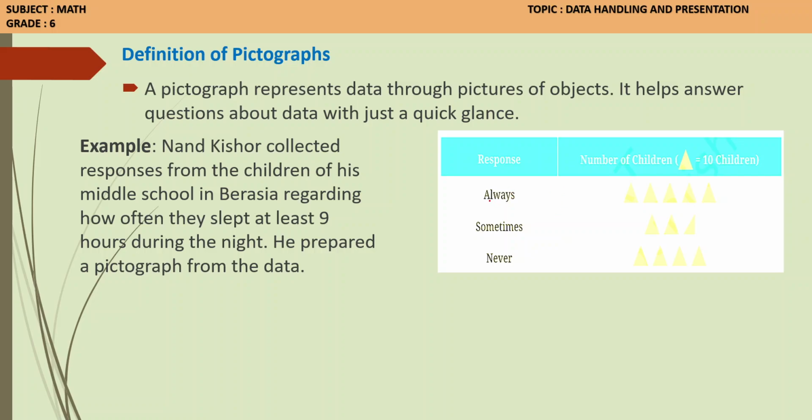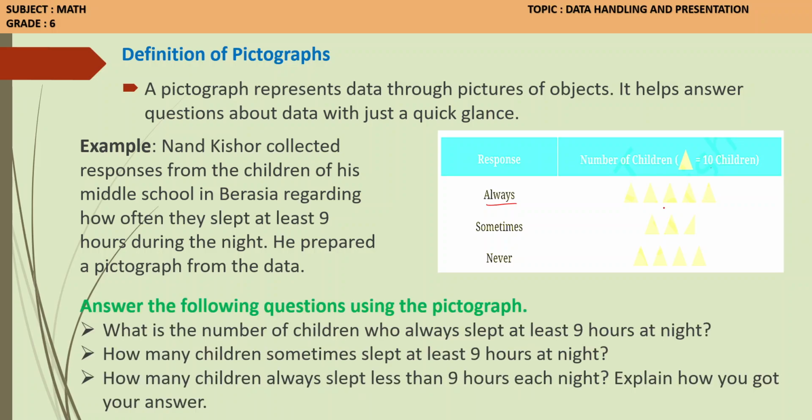Response. See, the people who responded always asleep at least 9 hours is like this. One triangle indicates 10 children. So how many triangles are there? 5 triangles are there. So it indicates 50. Sometimes means 2 triangles and a half triangle. Half triangle means 5, so 25. Never means 4 triangles. So 4 into 10 is 40.